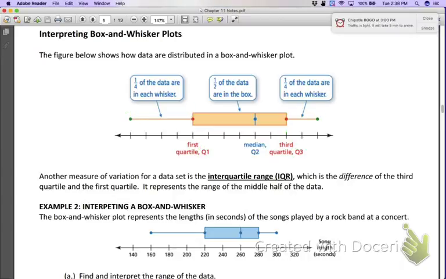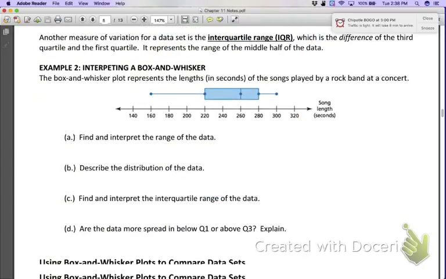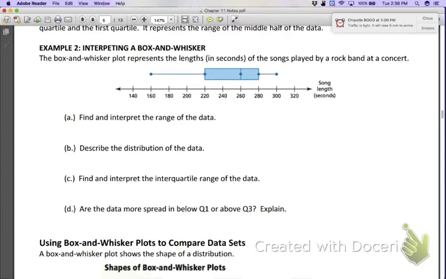So whenever we interpret it, it says the box and whisker plot represents the length in seconds of songs played by a rock band at a concert. Okay, so the highest value is 300 seconds for a song. So the highest value was 300 seconds. The shortest song was 160 seconds.